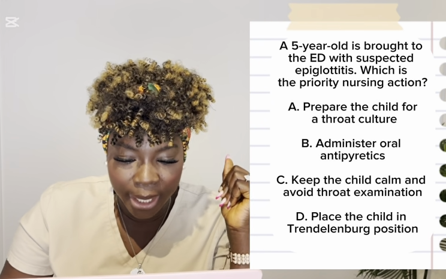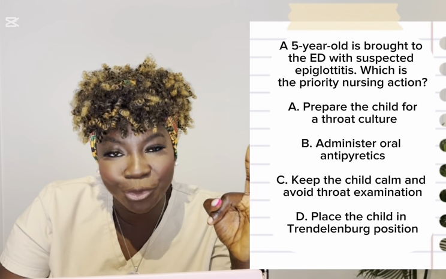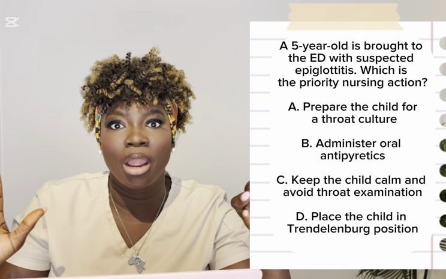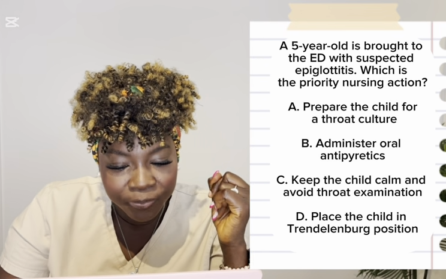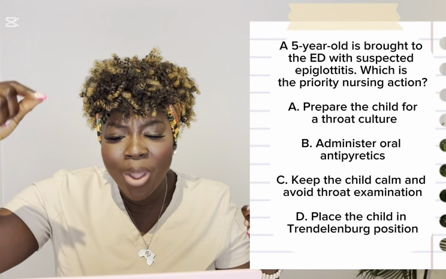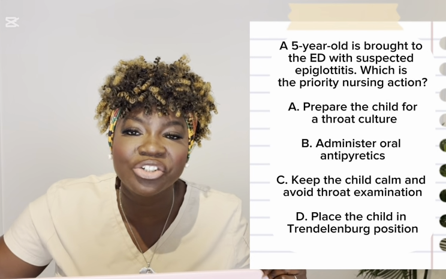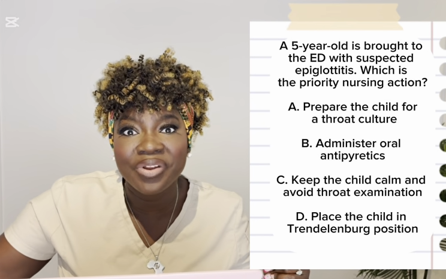Okay, all right, so let's go through the wrong choices. Now, prepare child for throat culture. I just said it. Never. Okay, now administer antipyretics. Yes, they may have fever, but we are looking for priority: airway, breathing, and circulation. The priority is securing the airway.